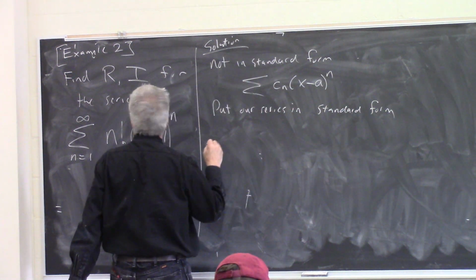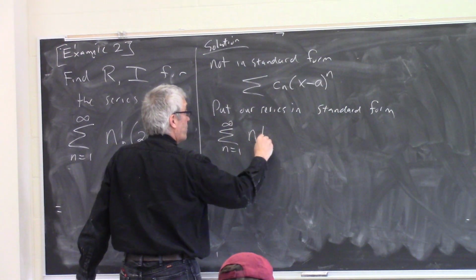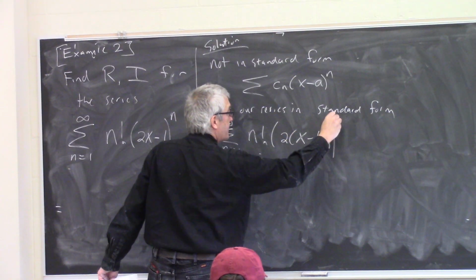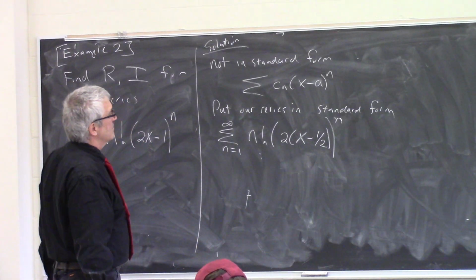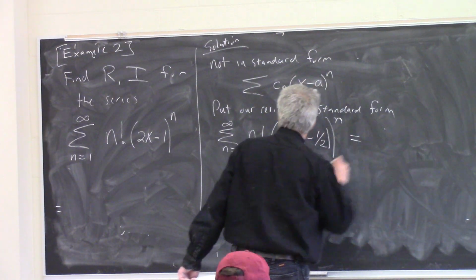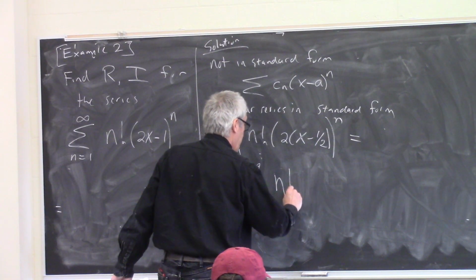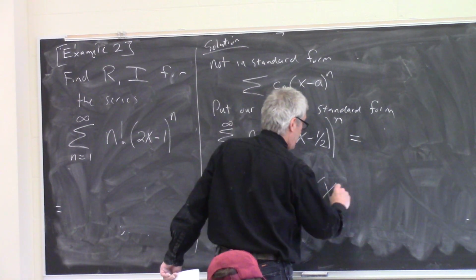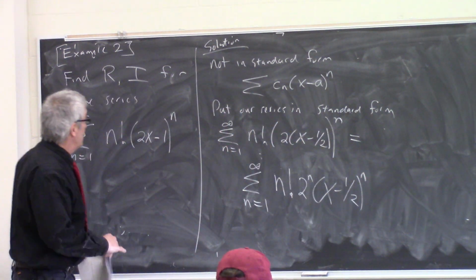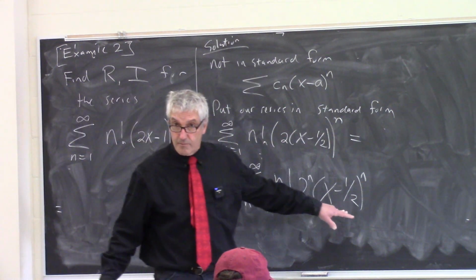So our series S is n factorial, and I'm going to factor out a 2. 2 times x minus 1/2, that whole thing to the nth power. And then I can bring out the 2 to the nth. So this is the sum as n goes from 1 to infinity of n factorial 2 to the nth times x minus 1/2 to the nth power. So there you see that if you look at this, you might think, oh, the value of a is the number 1, but it's not. The value of a is the number 1/2.